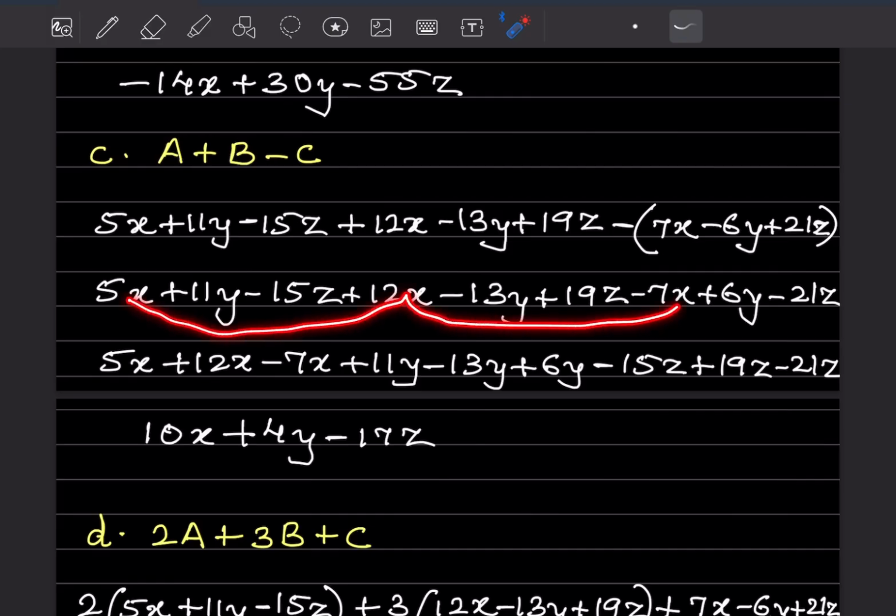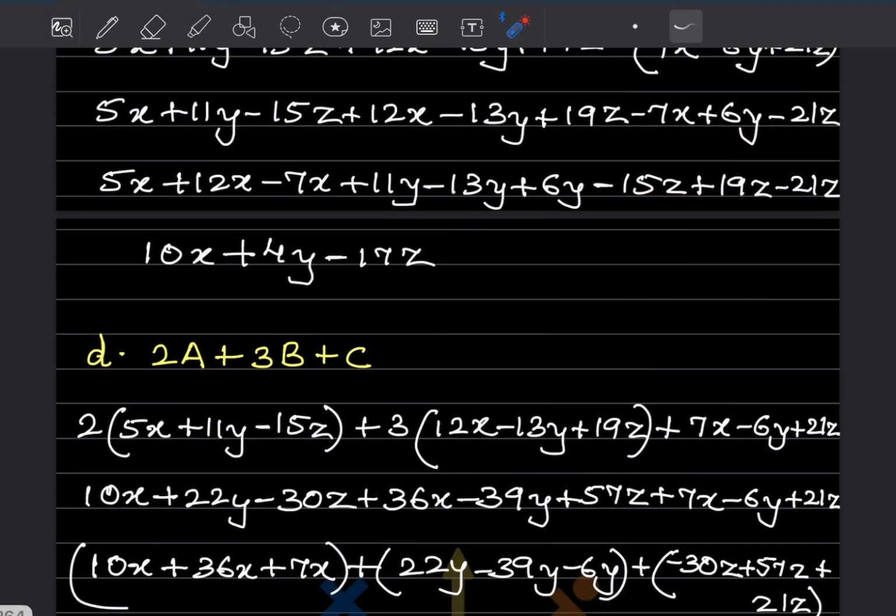So this will be together here. This is going to be together here, and this will be together here. So after solving this one, we get 10x. After solving this part, we get plus 4y. This is going to be minus 17z.